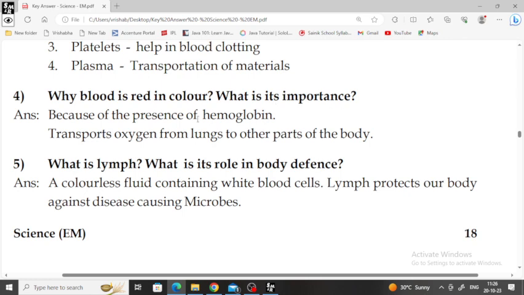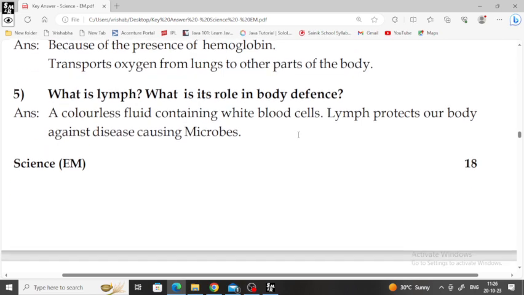Why is blood red in color? What is its importance? Because of the presence of hemoglobin. Iron, globin, protein. Hemoglobin, it is red in color. Transport of oxygen from lungs to other parts of the body with the help of hemoglobin.